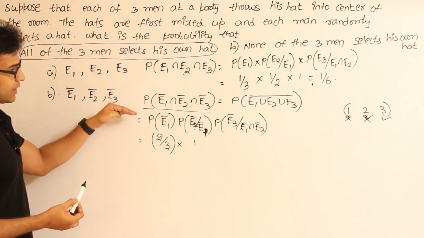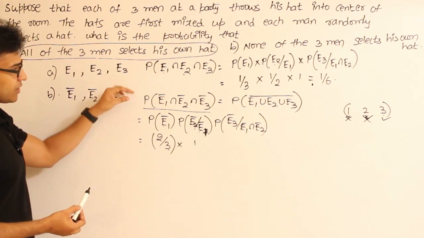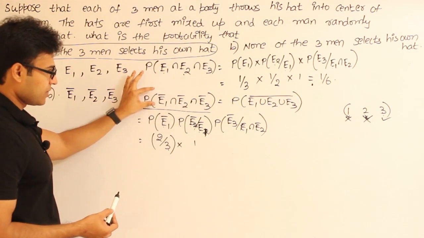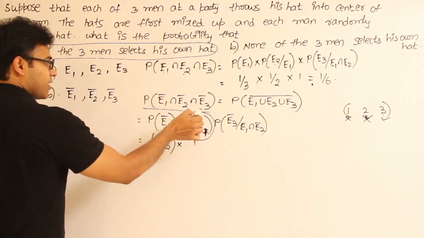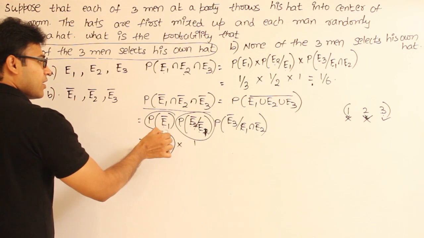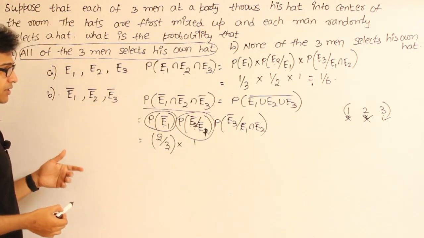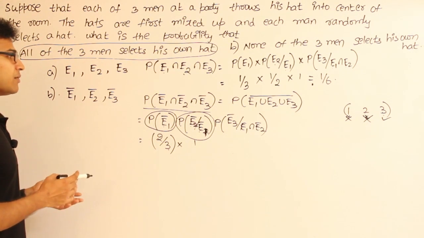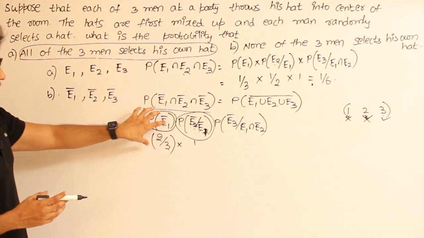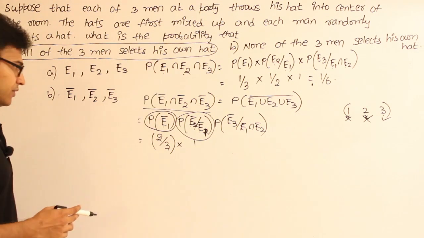Therefore, if you try to analyze it using the multiplication theorem for this type, it is difficult because this part is not clear. This part is not only depending on the number, it is also depending on what type of hat E1 has picked up. That is why instead of evaluating this way, I'll take the other formula and evaluate it.